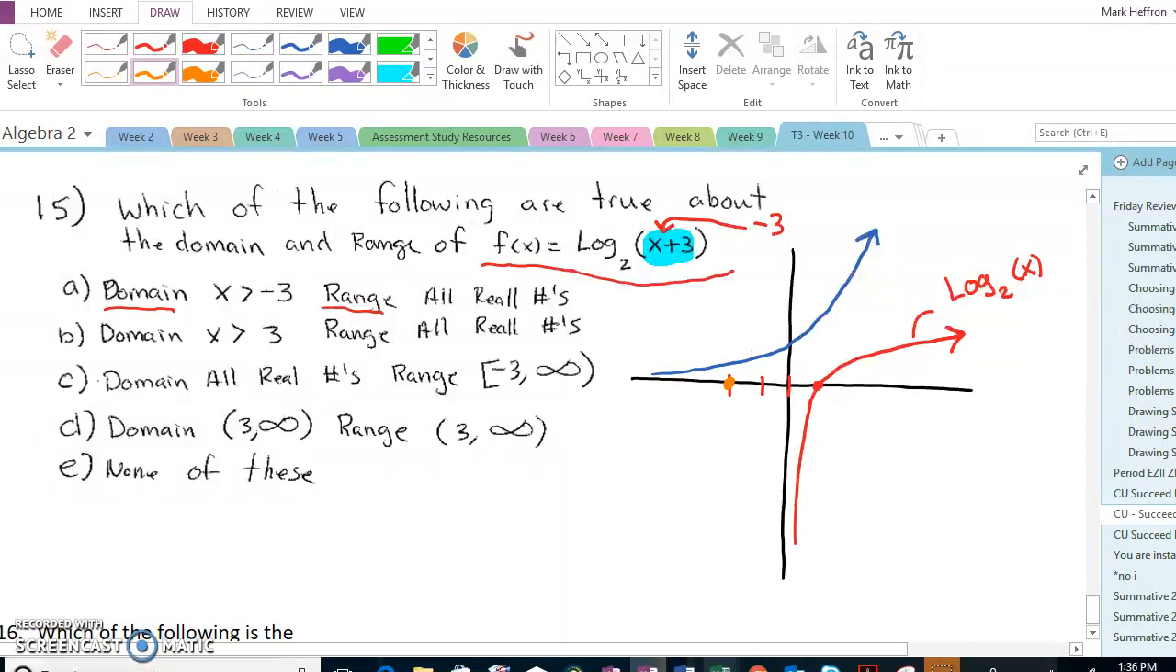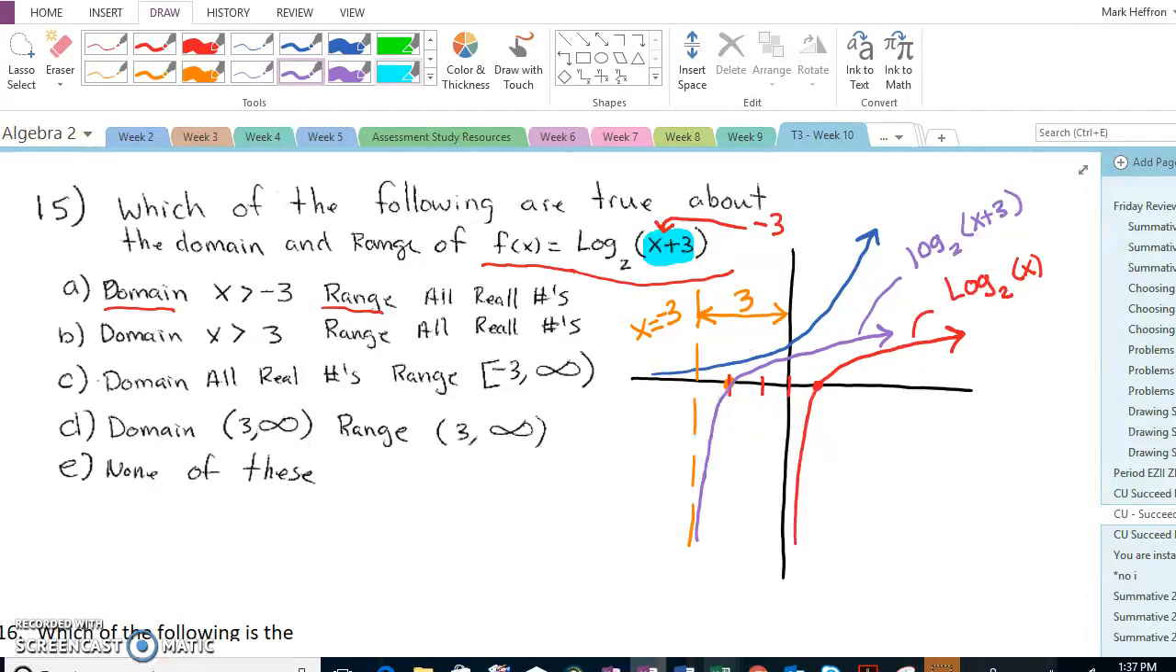And the asymptote is also moved over 3 to the left. And so this is the line x equals negative 3. And so as we redraw our graph, I'll draw this one in purple. We can see what log base 2 of x plus 3 looks like.